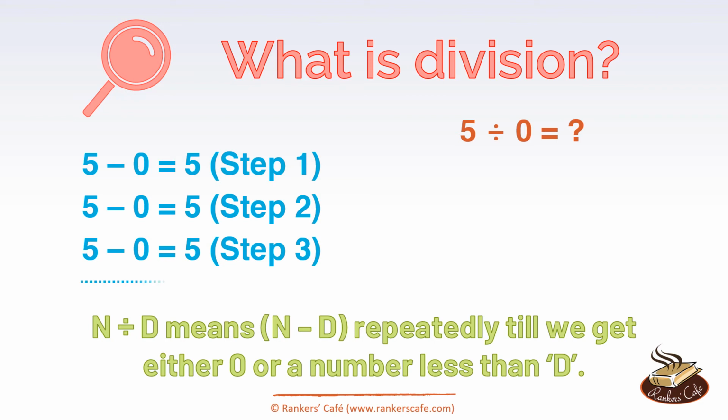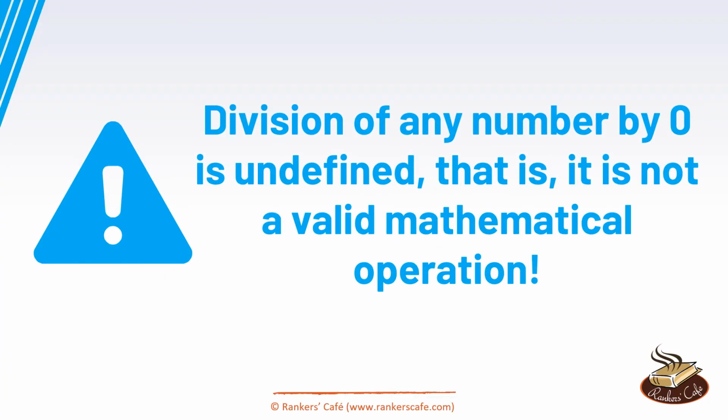And we can keep on doing this process for n number of times. After each step we will get 5. In fact, this process will keep repeating itself and never stop. Thus we say that 5 divided by 0 is undefined. Instead of 5 we can take any number and the result will be the same. This leads us to conclude that division of any number by 0 is undefined or is not a valid mathematical operation.